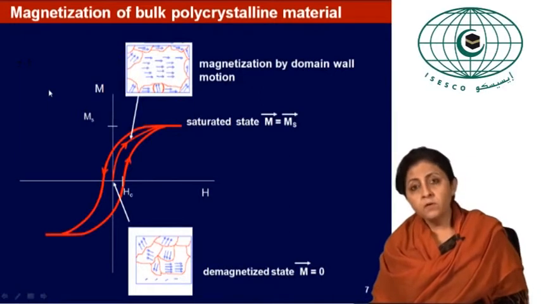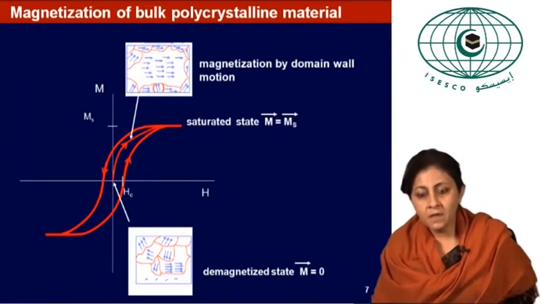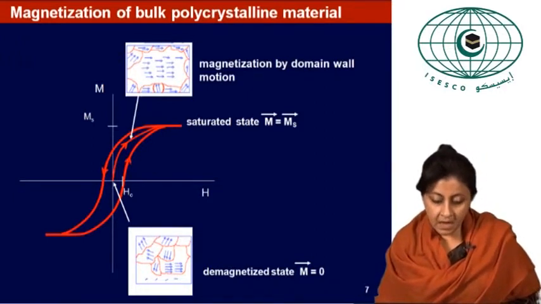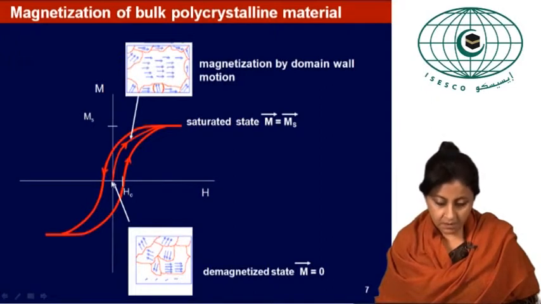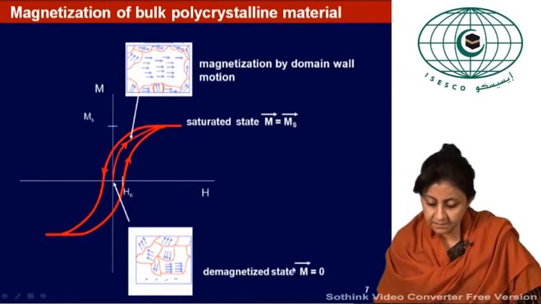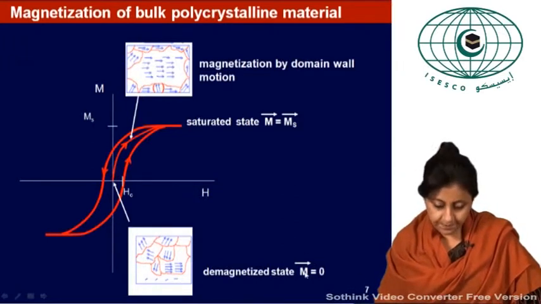So before we go on to looking at nanostructures, let's see how magnetic materials behave in the bulk. If you have a bulk magnetic material and you start magnetizing it from a demagnetized state, that is here. In the demagnetized state, the magnetization is 0, and the diagram here shows you why the magnetization is 0.